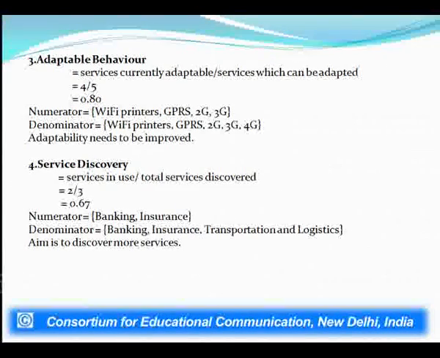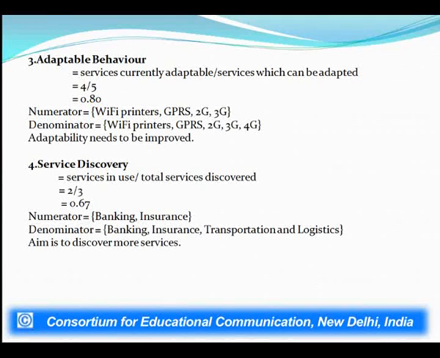Similarly, adaptable behavior for this particular network or system can be defined as the services currently adaptable divided by the services which can be adapted. Right now it is adaptable on Wi-Fi, GPRS, 2G and 3G. So the service adaptable is 4, and it is desired that apart from this it should also be adaptable in a 4G environment. So of course 4 out of 5 environments it is adaptable, and the 5th has to be made adaptable. So the adaptable behavior is 80%.